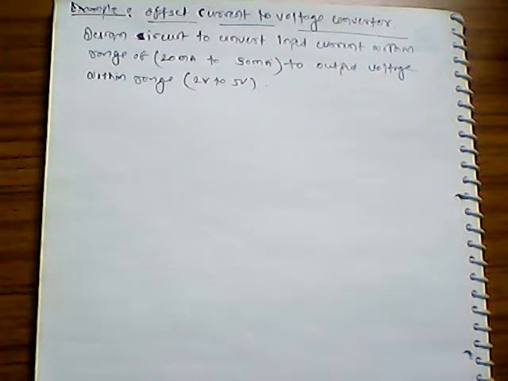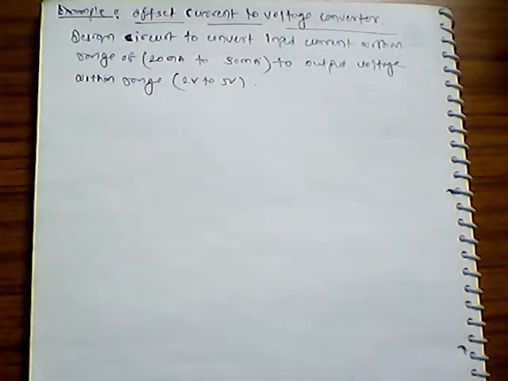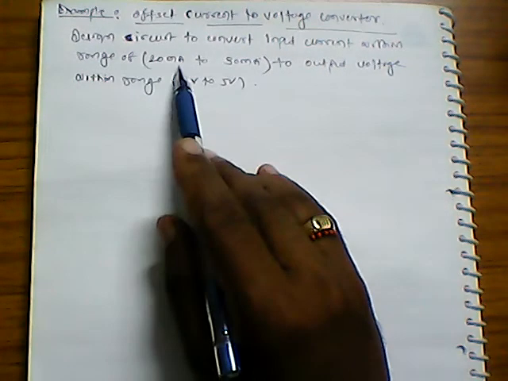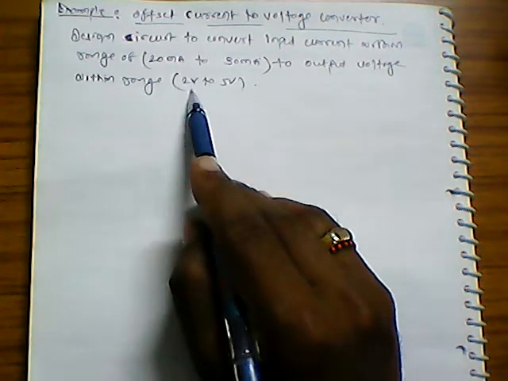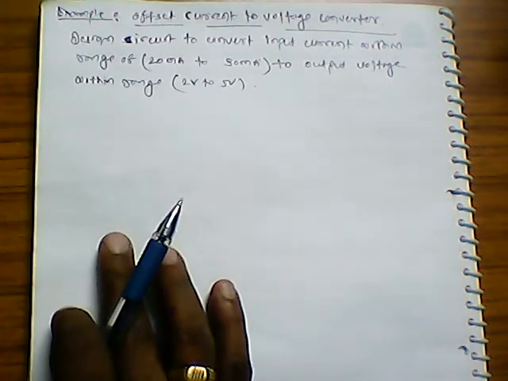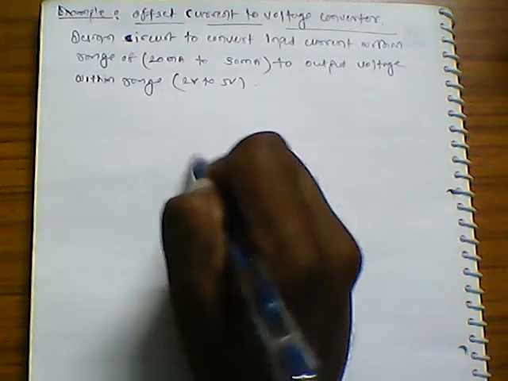Let us start with one more problem, that is offset current to voltage converter. So this also we have studied in the theory. We will see one problem on this particular type. Here we have to design the circuit to convert input current within the range, that is 20 milliamps to 30 milliamps, to the output voltage within the range 2 volt to 5 volt. So let us see what is the circuit for this, that is offset current to voltage converter.